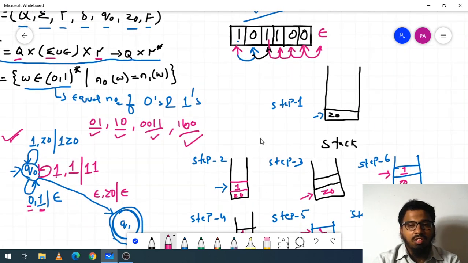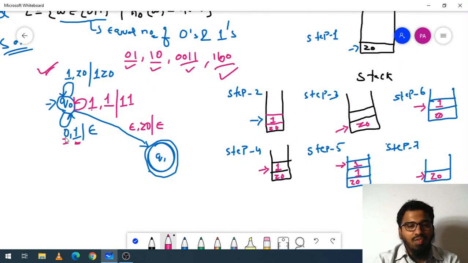Step 6 is 0. So when we have a 0, what is at the top of the stack? Top of the stack is 1. So (1, 0) gives epsilon. We are not performing any operation, we are just popping the data, but we are not adding anything else.